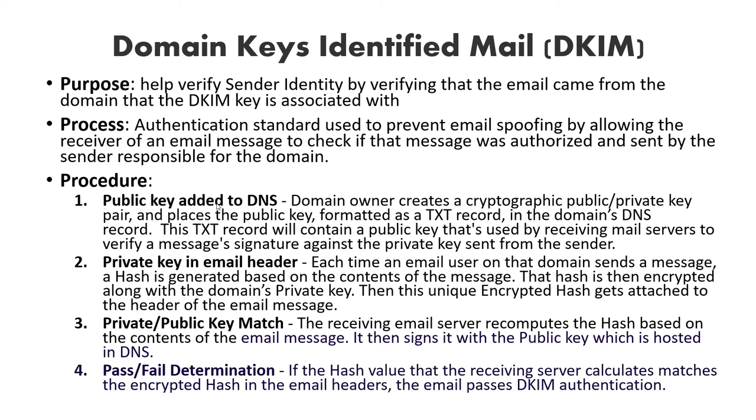So the third part is the private-public key match. The receiving email server now recomputes the hash based on the contents of the email message, and then it signs with the public key that's hosted on your DNS. Based on that, the fourth part is it passes or fails. If the hash value the receiving server calculates matches the encrypted hash in the email header, then it passes authentication. So again, two halves making a whole. It compares them, knows that's the sender, and that the keys are authorized in the public key.